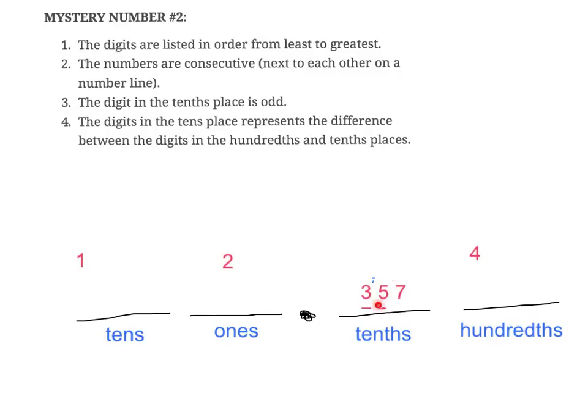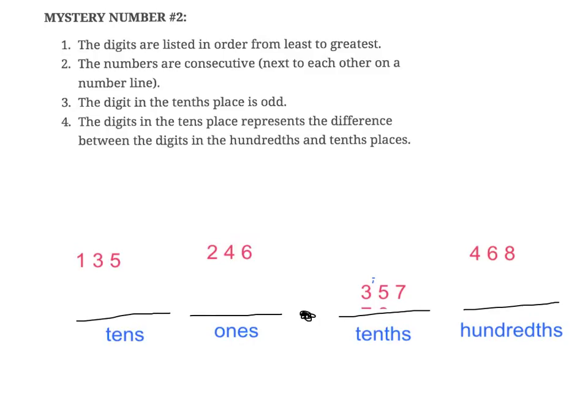If the number in the tenths is 5, then this would be 3, 4, 5, 6. And if the number in the tenths place was 7, then it would have to be 5, 6, 7, 8. So now I have all of the place values narrowed down to just 3 possibilities.